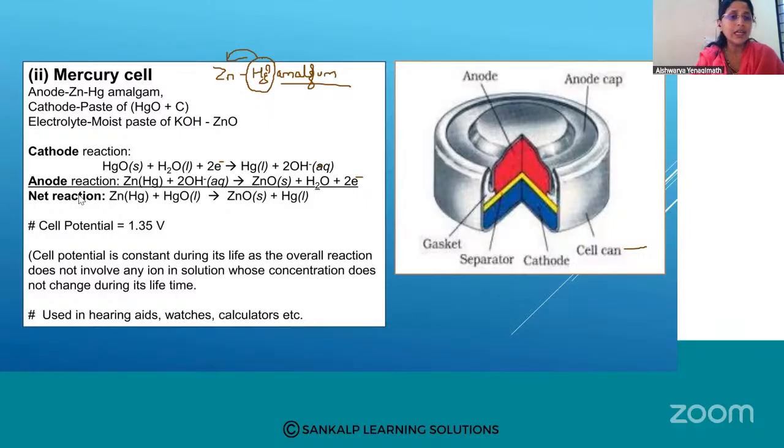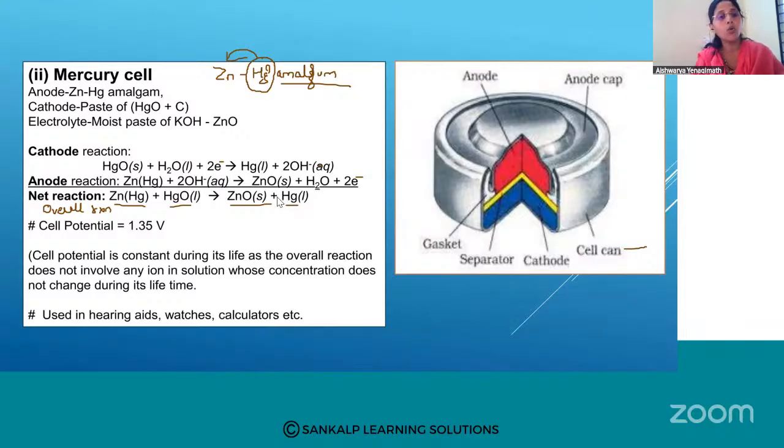If you write the overall reaction, ಬರ್ದ್ವಿಯಪ್ಪ ಅಂತಂದ್ರೆ, or you can say the net reaction, if you see, we can represent it as Zn(Hg), zinc amalgam, plus HgO gives ZnO plus Hg. Please look at the overall reaction. Since the overall reaction does not involve any ion, see here, can you see any ion here? ಯಾವುದಾದ್ರೂ charged ion ಇದೆನಾ? No, neither positive nor negative.